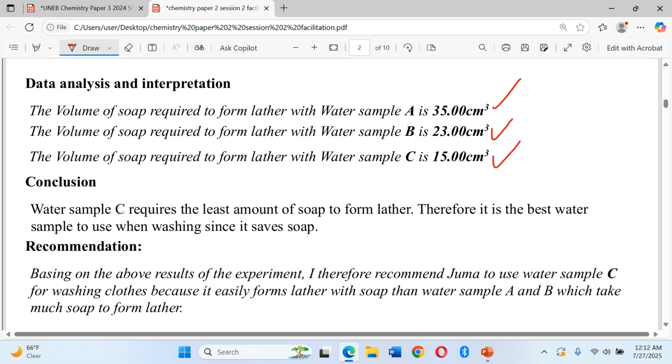Then conclusion. The water sample C requires the least amount of soap to form lather. Therefore, it is the best water sample to use. I think that you can make a conclusion from there. Now, recommendation. Based on the above results of the experiment, I therefore recommend Juma to use water sample C, yes, for washing because it easily forms lather. And you get all your scores. I think you get all your scores in just a few minutes.